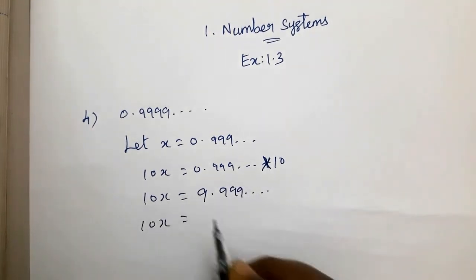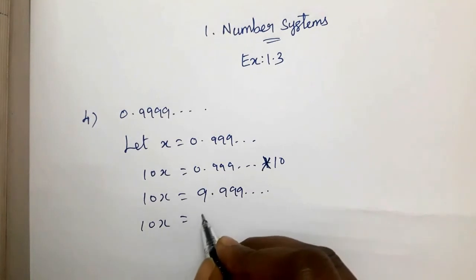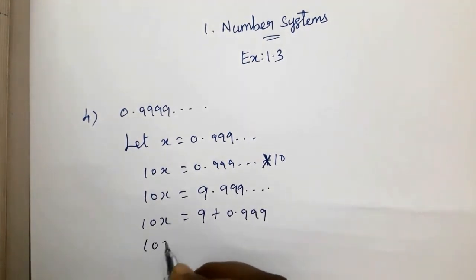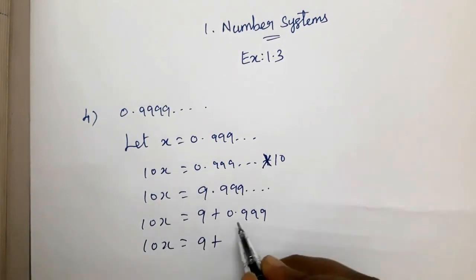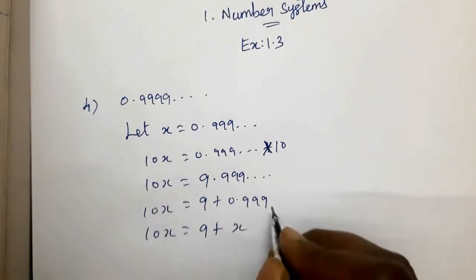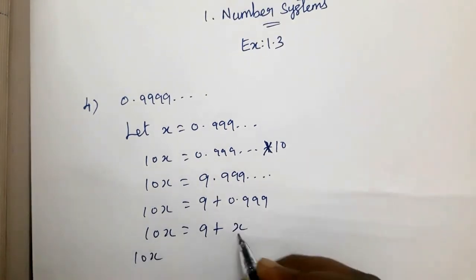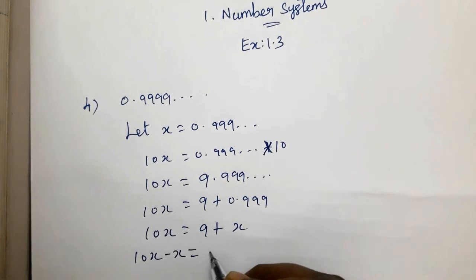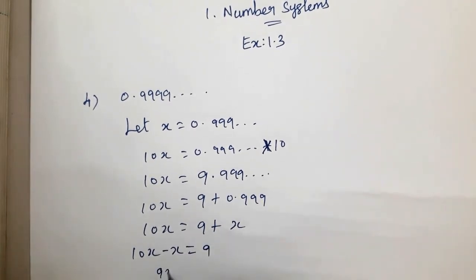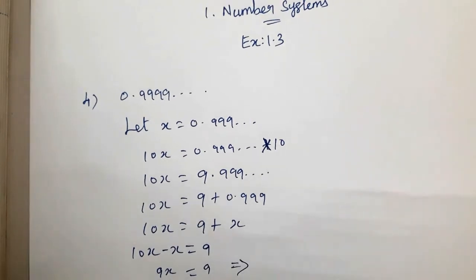Now 10x equals 9 plus 0.999... Already we know that x equals 0.999..., so apply x. Now 10x minus x equals 9. Do the subtraction here, we should get 9x equal to 9. This 9 goes to the other side, so x equals 9 divided by 9. Do the cancellation here, we should get x equal to 1.